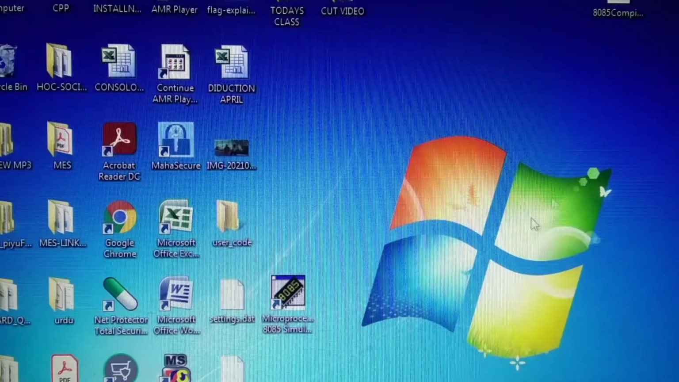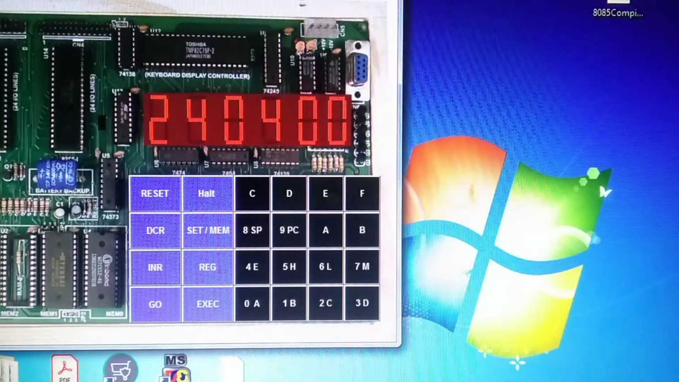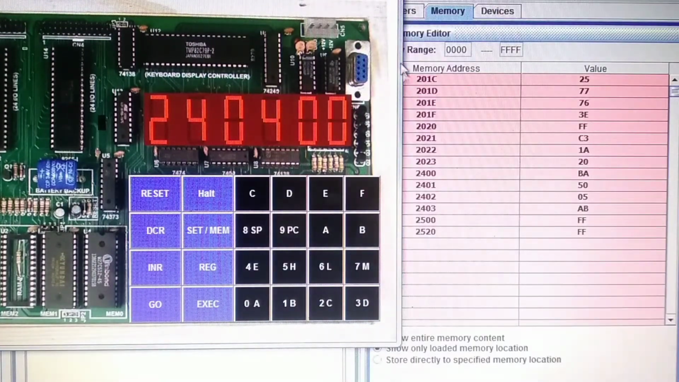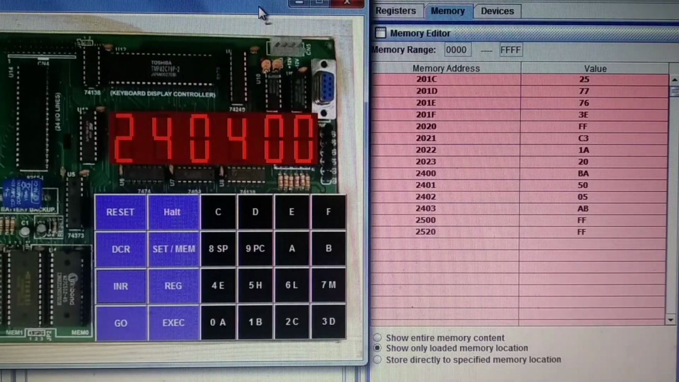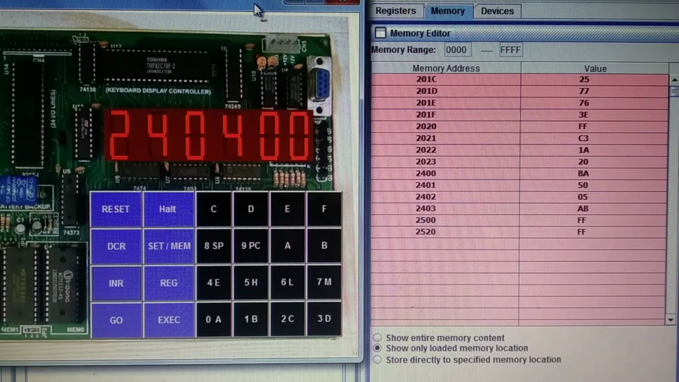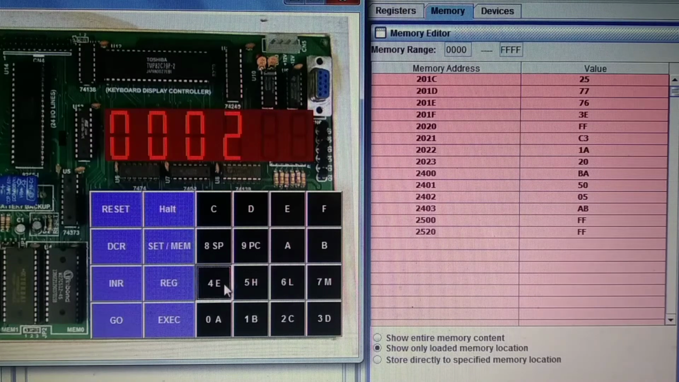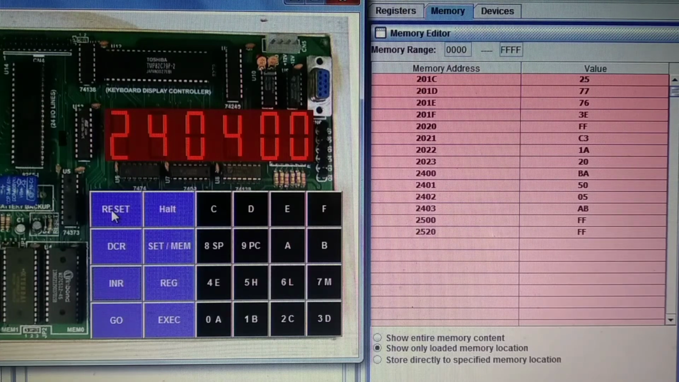Again, execute the same program using different microprocessor kit. Here you are having a microprocessor kit. Already program is entered here. Now you have to check the number from memory location 2400 BA, 2401 AB. Execute the program, reset, go 2000 and execute the program.